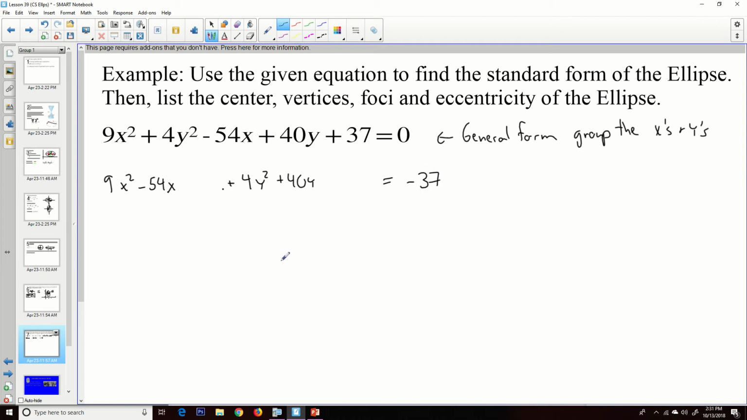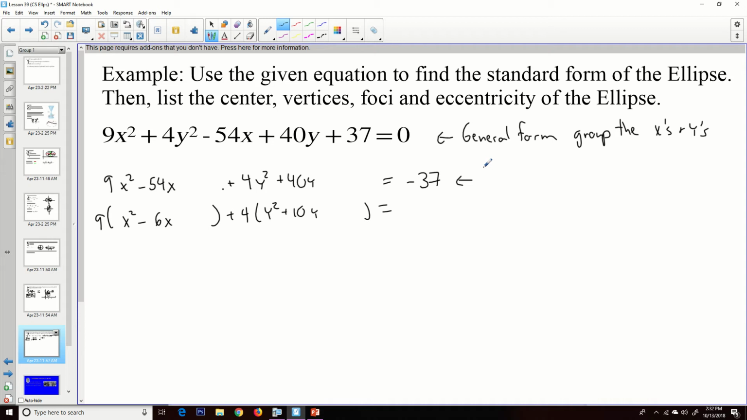All right, now I want to complete the square like I've done for a couple of the other ones in the previous lesson. But before I can do that, I'm going to have to factor out. I need the leading coefficient for both of these to be 1. So I'm going to factor out a 9 from the first two terms. When I divide 9x squared by 9, I get just x squared. And when I divide 54 by 9, I'm going to get 6x. Now if I factor out a 4, I'll have y squared plus 10y. And I haven't added anything yet, so we're going to leave that.